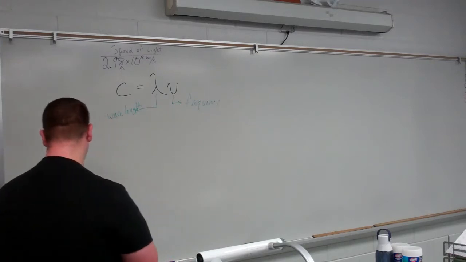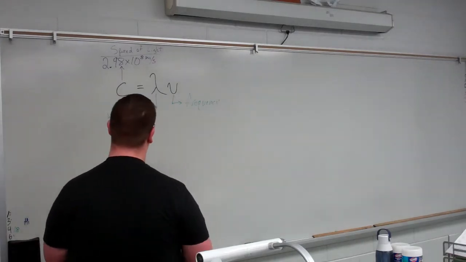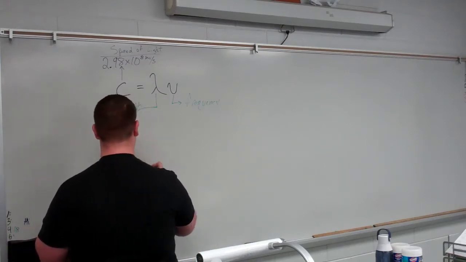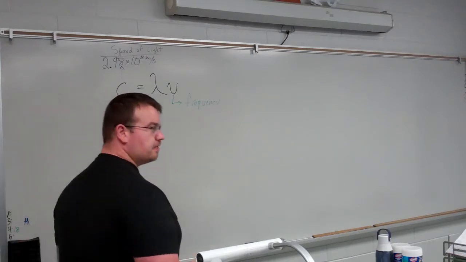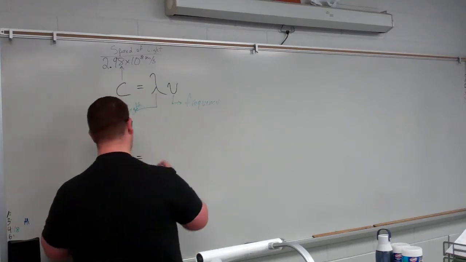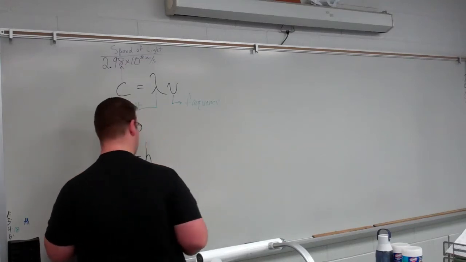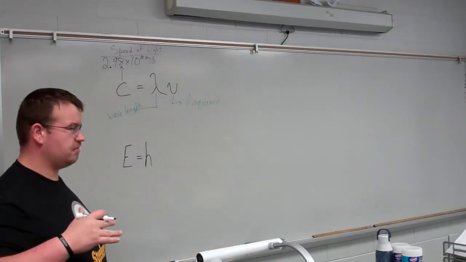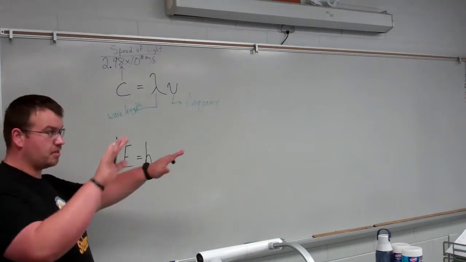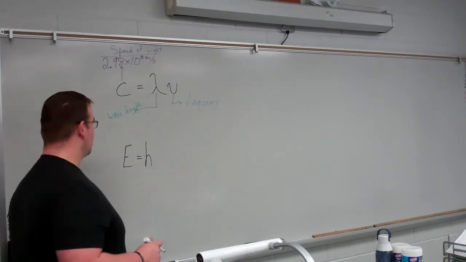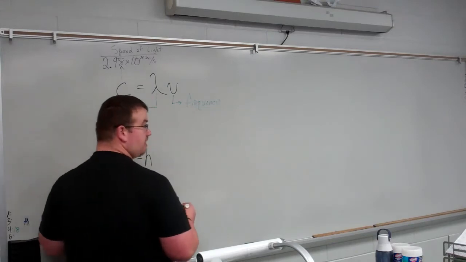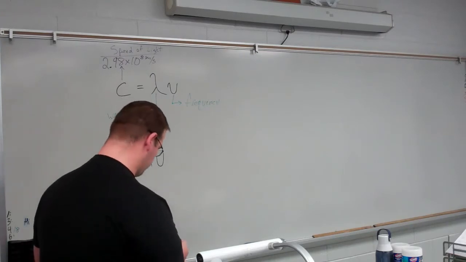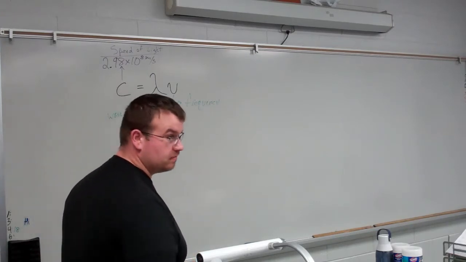Now, the second formula is my personal favorite. It's so much fun. E for energy equals h nu. The letter h, the letter h you learned in kindergarten and first grade, nothing different about it. Why is it lowercase? Because it's a constant, and that's how it's known. And is that a u or nu? That's nu.